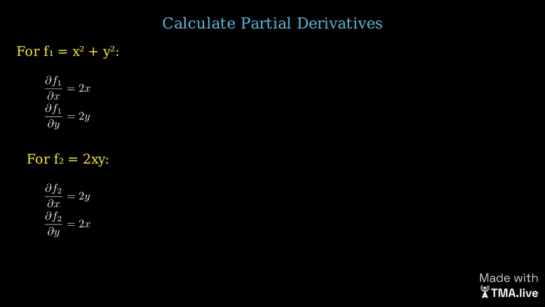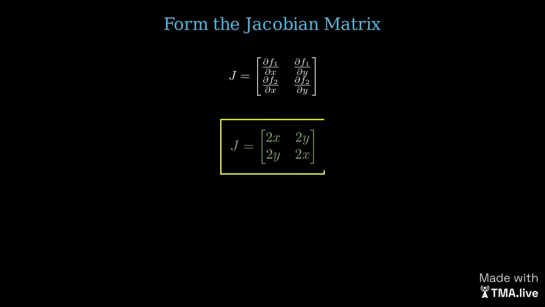Geometrically, the Jacobian describes how a function transforms space, showing how regions are stretched or compressed. The Jacobian has many applications including coordinate transformations, optimization, neural networks, robotics, and physics. Remember, each element is a partial derivative of one output with respect to one input.